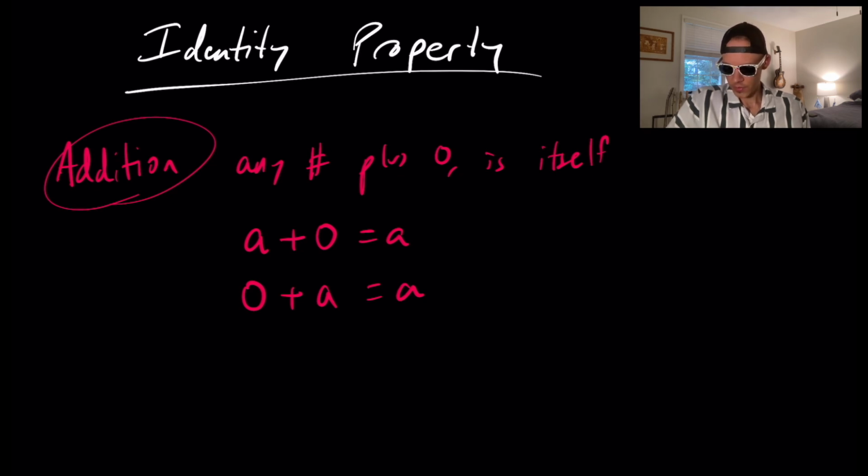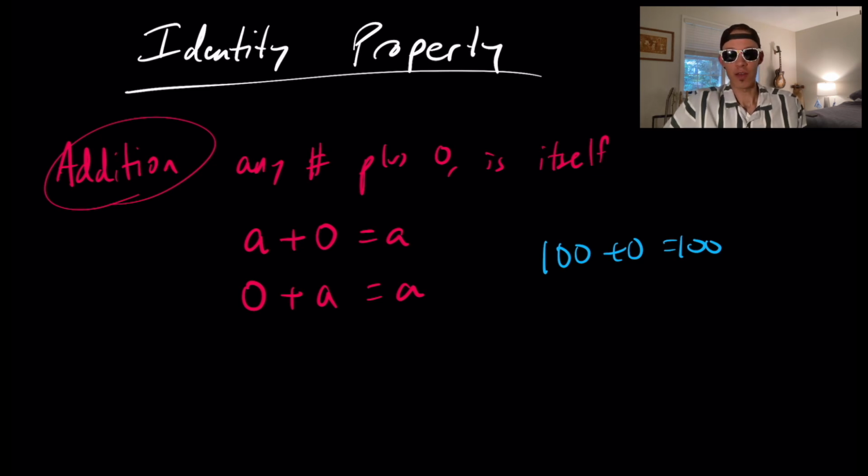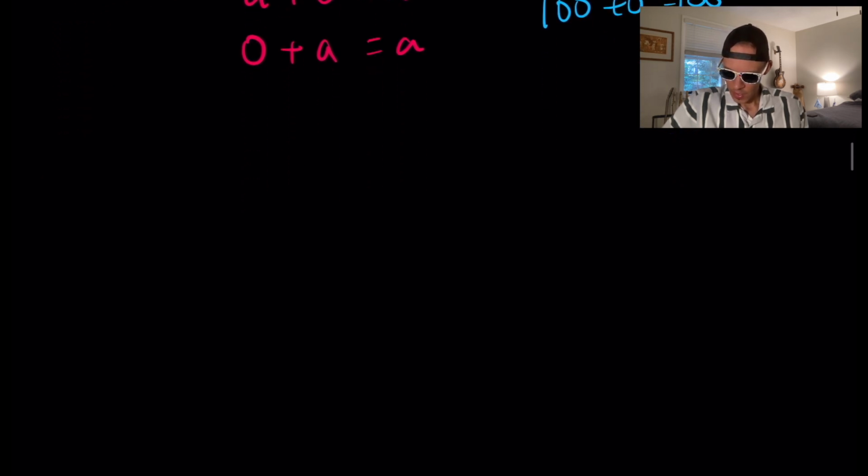So in other words, throw a number there if you want. 100 plus 0 is still going to be 100. Adding 0 to anything doesn't change anything. If you have 10 bucks in your wallet and then you add $0, you still have 10 bucks.